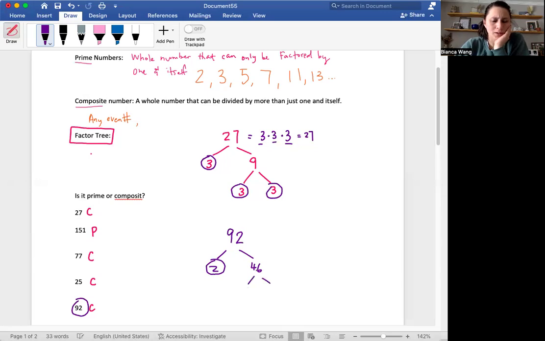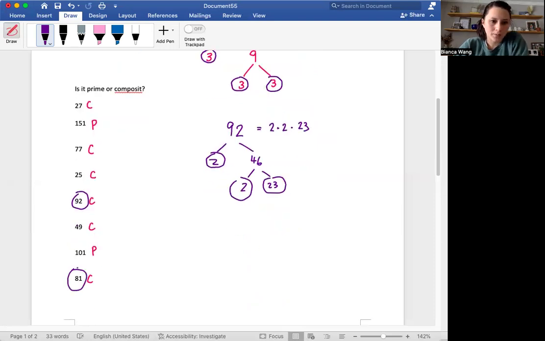Can 46 be broken down anymore? Well, it's an even number, so I know 2 is divisible, which means I'm going to break it down. 2 times what is 46? Well, I think 23. So 2 times 23. Now, 23 is a prime number, so I really can't break that down anymore, which means if I'm breaking down 92, the factors of 92 are 2 times 2 times 23.